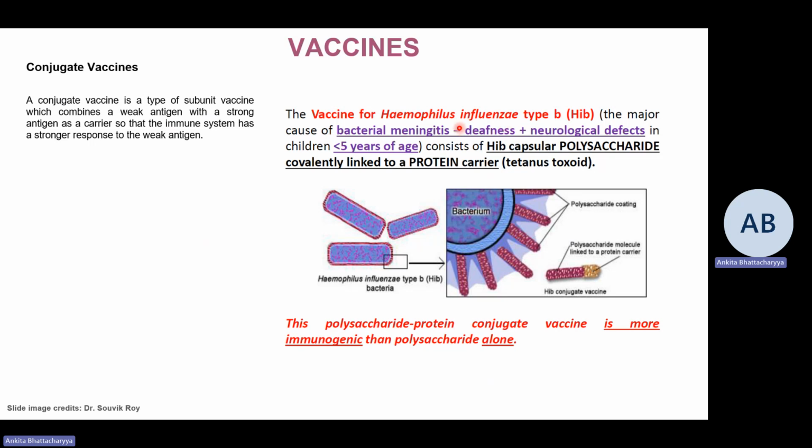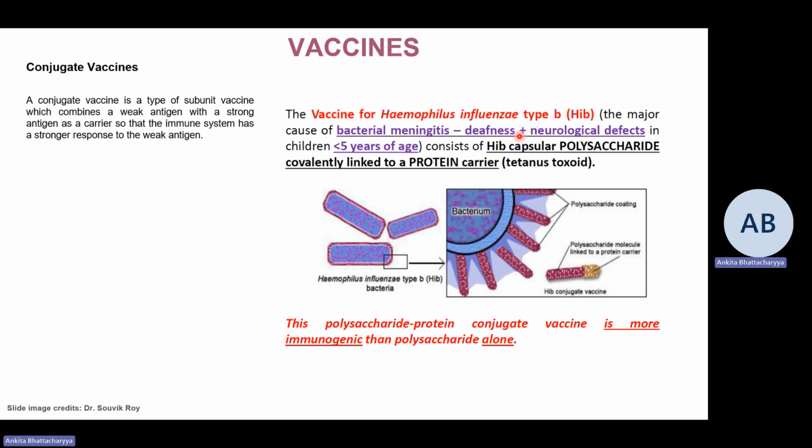What it basically consists of is the HIB capsular polysaccharide covalently linked to a protein carrier, which is the tetanus toxoid. Here you can see the Haemophilus influenzae bacteria. On the surface, you can see these polysaccharide molecules. That entire polysaccharide is linked to a protein carrier. Majorly, that is the tetanus toxoid, because that will simultaneously immunize them against tetanus as well.